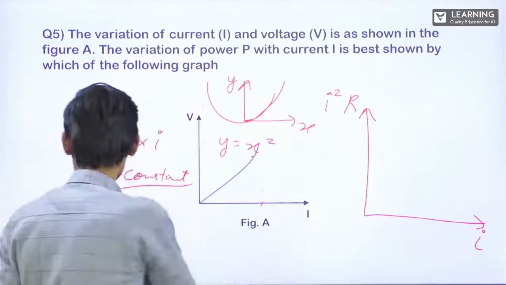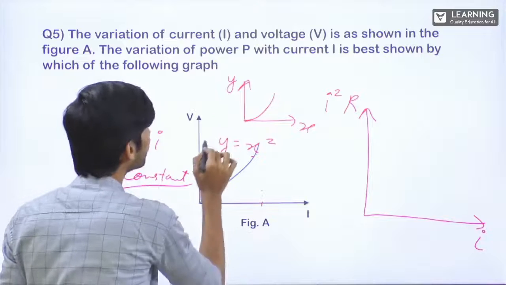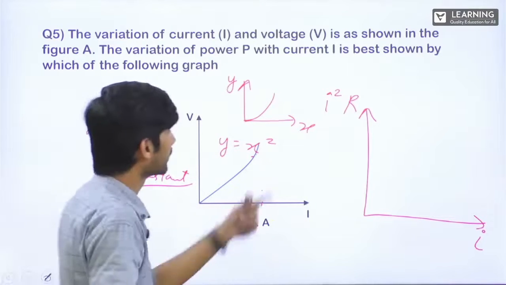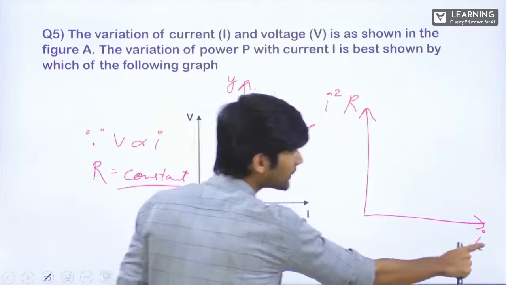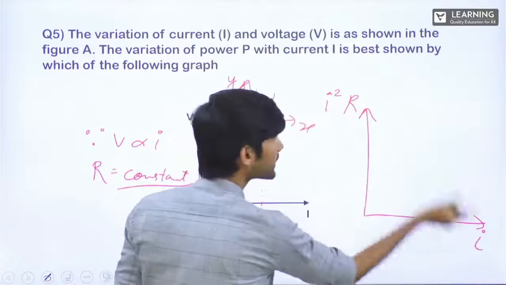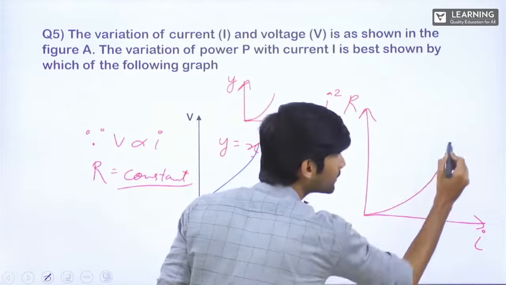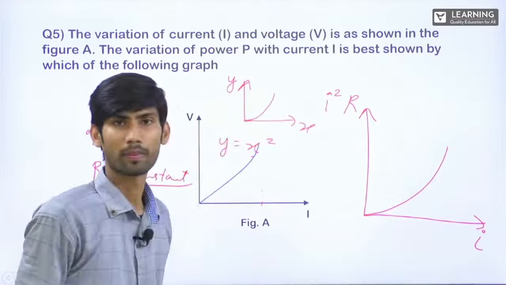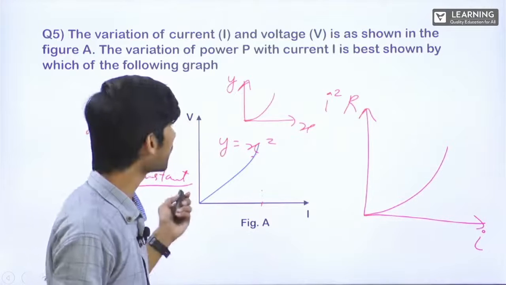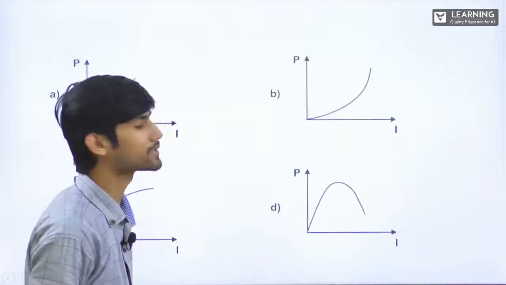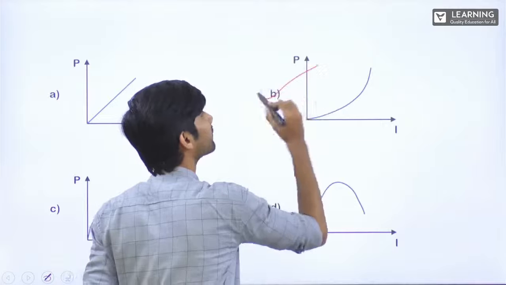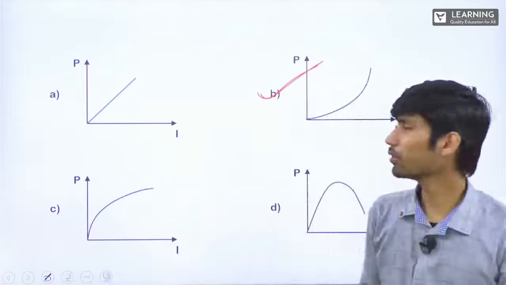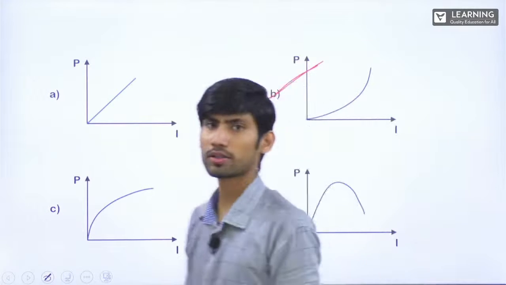If you try to trace y is equal to x square, it will come like this. So this is basically I square, the same as x square. So the graph will be somewhat like this. Correct? So now, which graph matches? This one, right? This will be our answer. I hope you got the way to understand this.